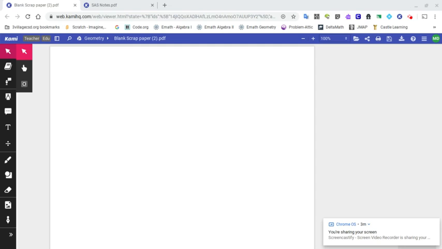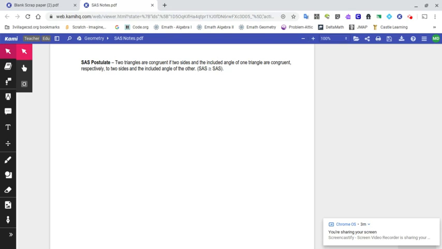The first method that we're going to use is called the side angle side postulate, and I'm going to show you exactly what this means. It says two triangles are congruent if two sides and the included angle of one triangle are congruent respectively to two sides and the included angle of the other. All 6 parts of one are congruent to all 6 of the other. We're going to generally have to show 3 parts of one congruent to 3 parts of the other, and that will generally be enough. This first one is going to be called the side angle side postulate.